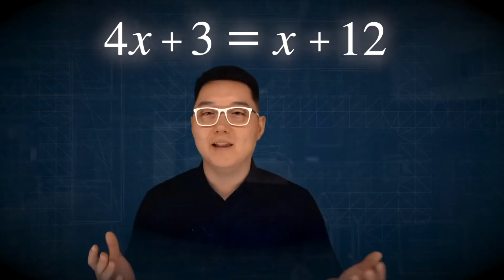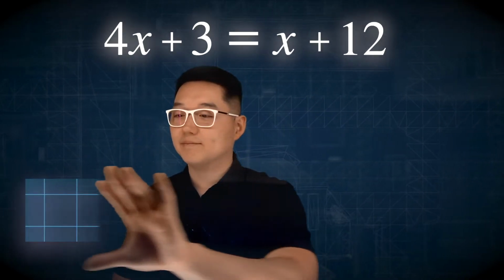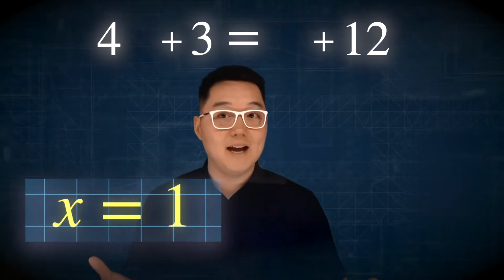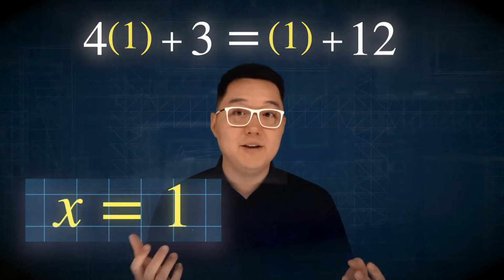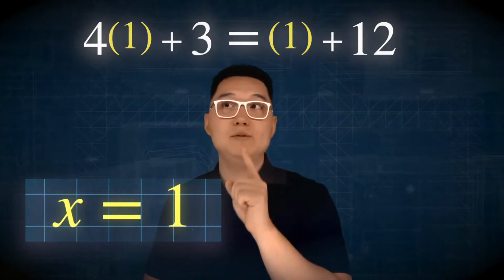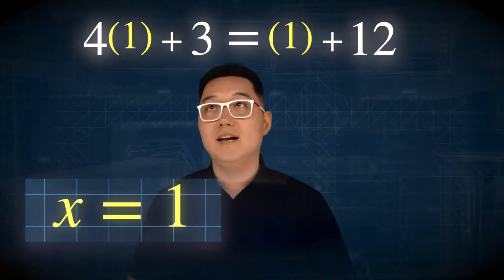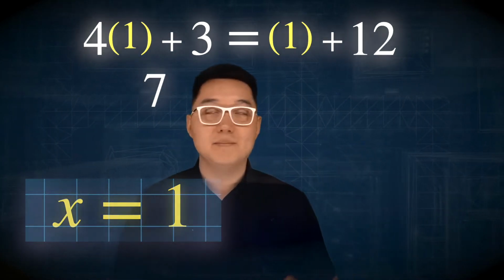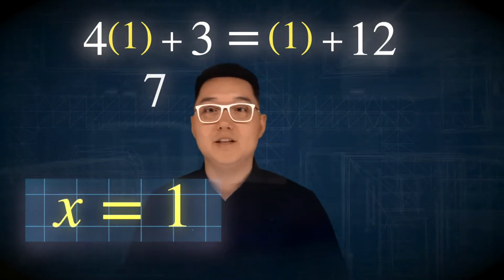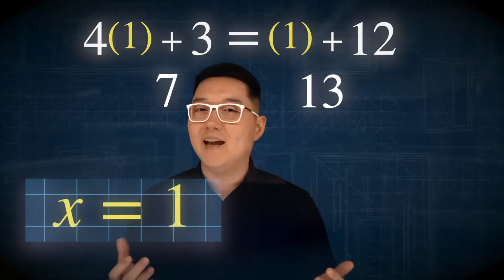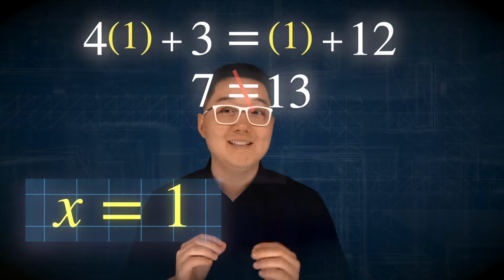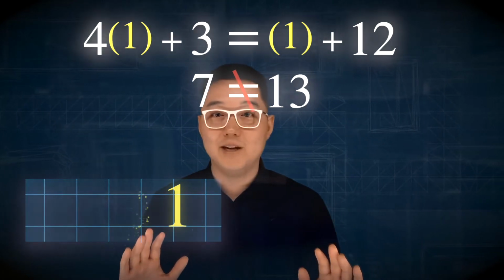Let's try a different number like x equals 1. Now if I plug in x equals 1, let's see if they're equal in value. If we plug in 1 to the first expression, we get 4 times 1 plus 3. That just gives us 7. For the second expression, we have 1 plus 12, which is 13. But again, is 7 equal to 13? No. So x equals 1 is not a solution to this equation.